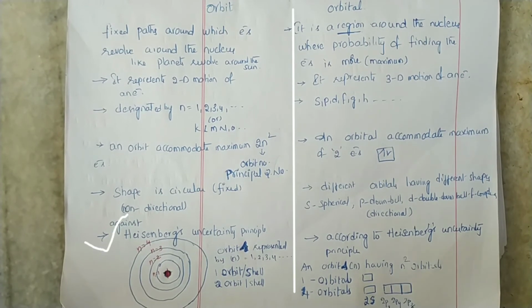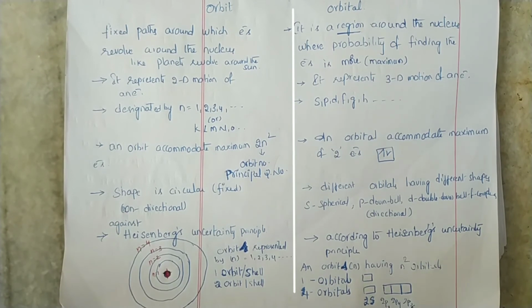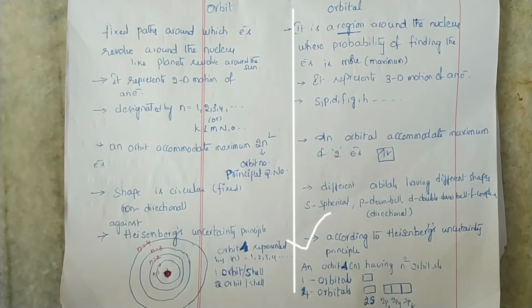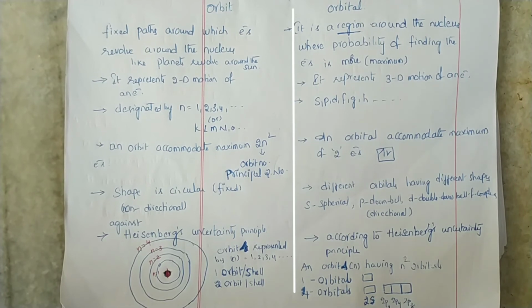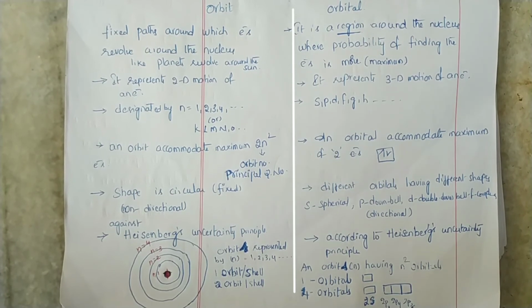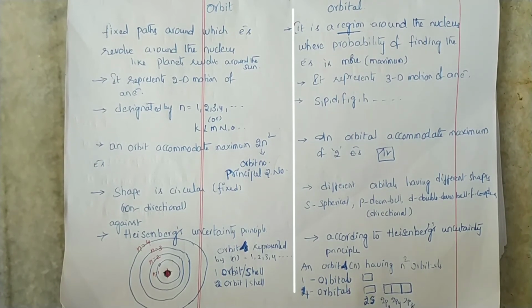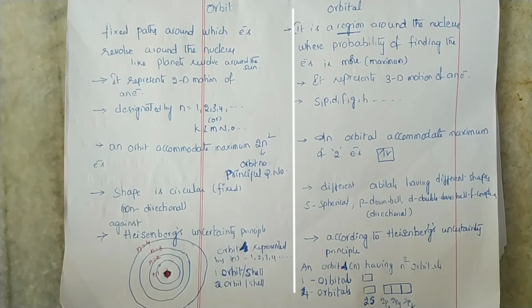Orbit is against the Heisenberg uncertainty principle, but orbital is according to the Heisenberg uncertainty principle. The Heisenberg uncertainty principle says that at a time, the position and velocity of electrons cannot be determined exactly. So in an orbit, the position as well as the velocity of the electrons can be known with certainty, and in an orbital it is not possible to find out the position as well as the velocity of the electron with certainty.